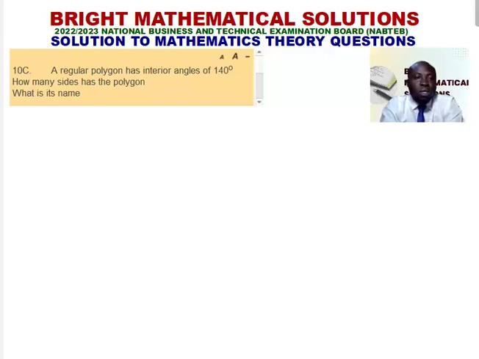The question says, a regular polygon has interior angles of 140 degrees. How many sides has the polygon? The next is, what is its name?